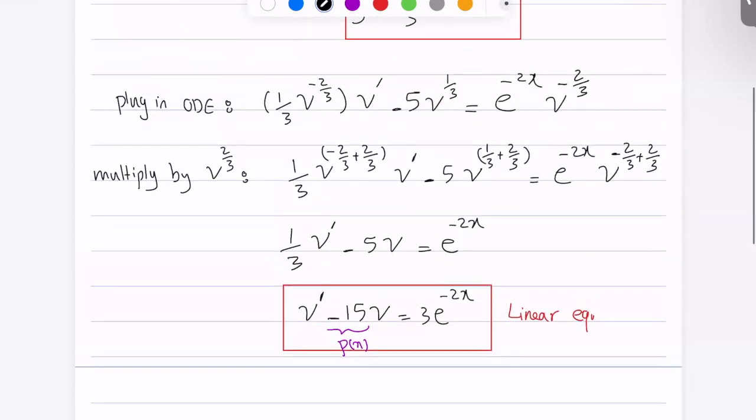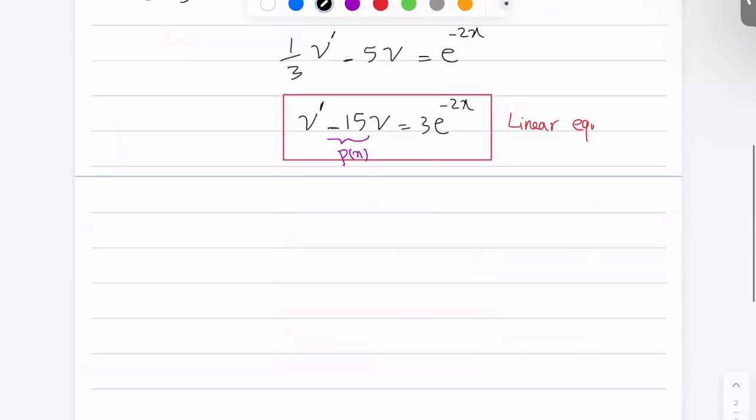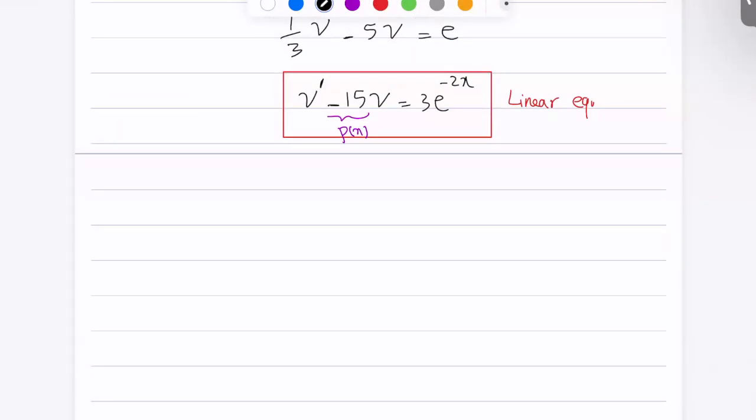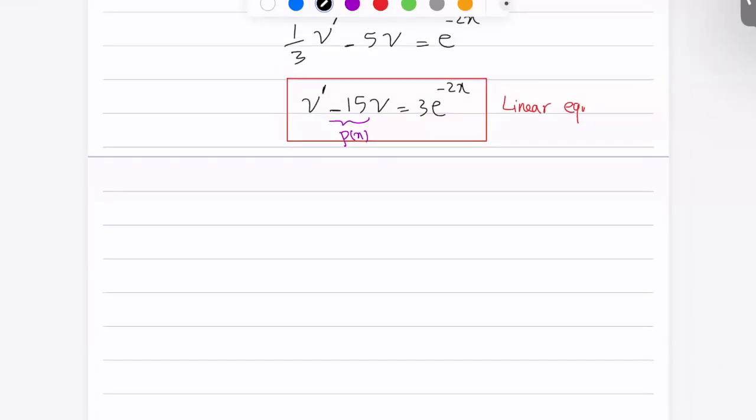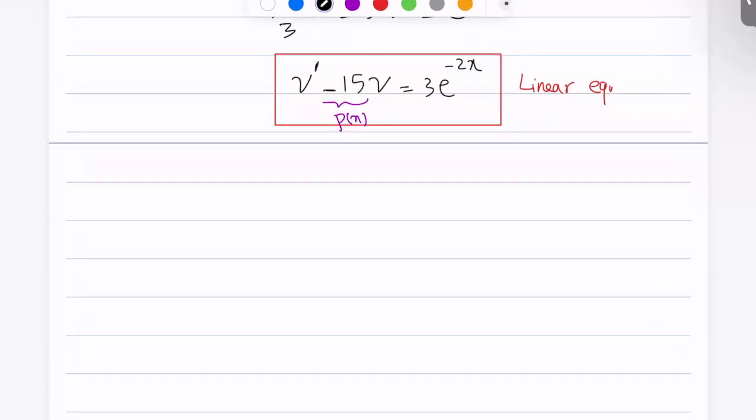So last thing we did was just rewrite this differential equation in terms of v, and now we have a linear equation. If you remember the standard form of linear equations, this p of x is negative 15, right? So how did we solve linear equations? We learned that in chapter 2 in the first few weeks. You just need to find the integrating factor.